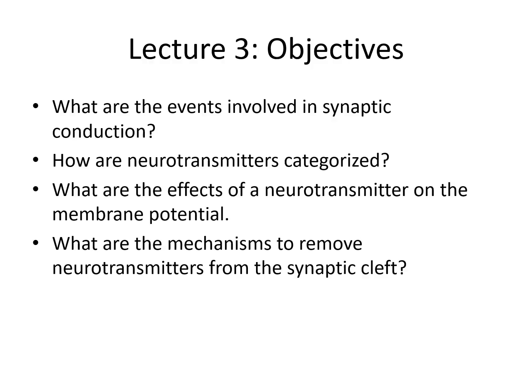So let's begin. Essentially, we're going to talk about the events involved in synaptic conduction. How are neurotransmitters categorized? You know one already, acetylcholine. What are the effects of a neurotransmitter on the membrane potential? And what are the mechanisms to remove neurotransmitters from the synaptic cleft? Because it's one thing to be able to start synaptic transmission, but you would like to also stop it.